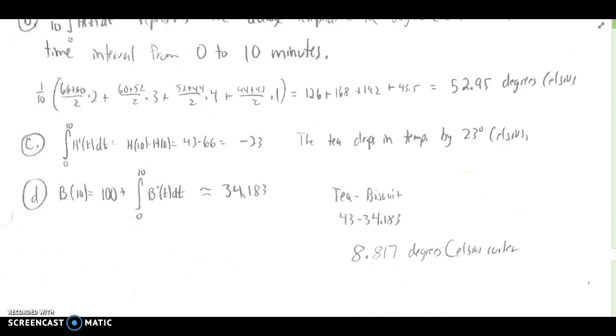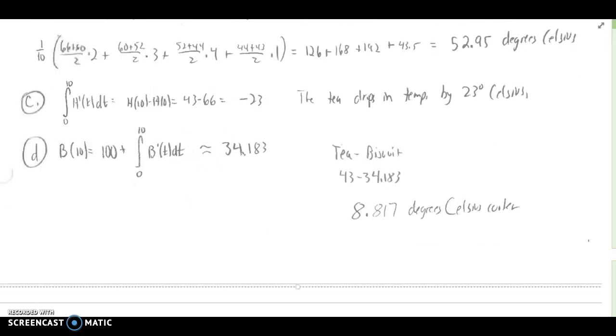So letter C, explain the meaning of the integral from 0 to 10 of h prime of t dt using correct units in the meaning. So we don't want to just say it represents the area under the curve if we were to graph it. What we're going to say is that, evaluating the integral, take h of 10 minus h of 0, and we get negative 23. In other words, the tea drops in temperature by 23 degrees Celsius over the time from 0 to 10 minutes.